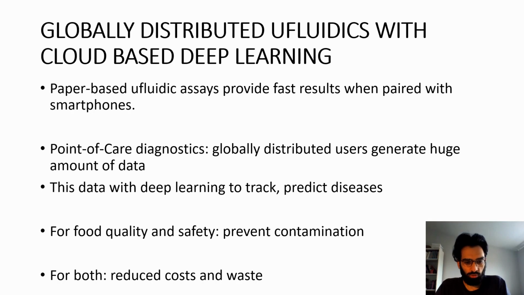On the other hand, for food quality and safety tracking, it's also very promising. Let's say all the food chains have these systems in their hands, and they upload this data into a common system, so that we would prevent contamination of food or other bad things in the food chain. And for all these systems, they promise very reduced costs and reduced waste. So this topic is very promising.